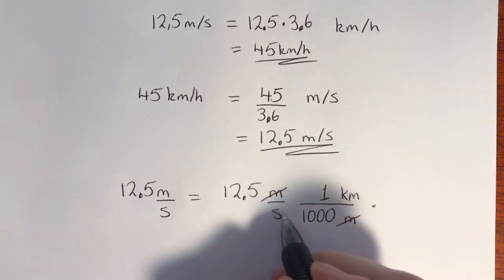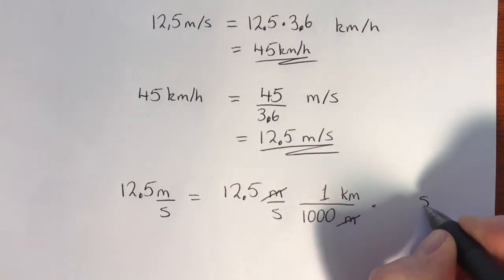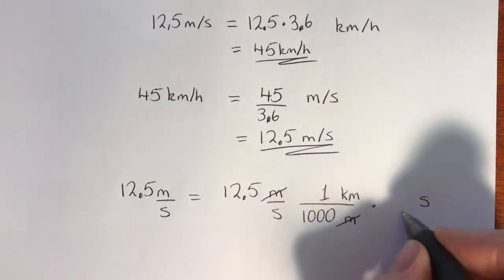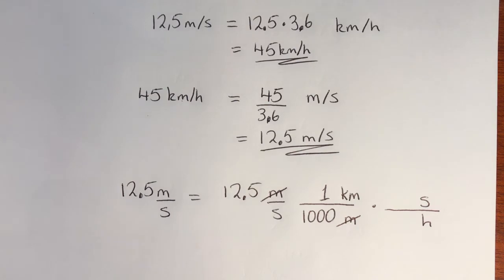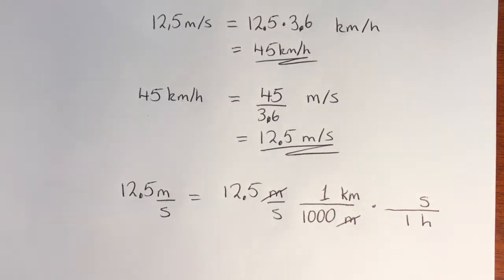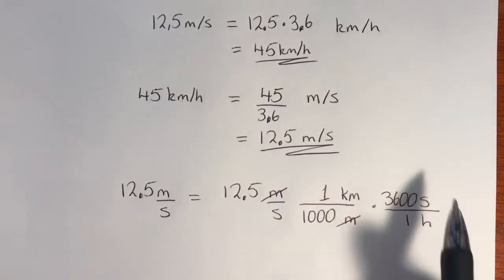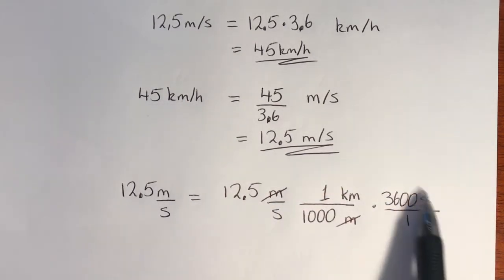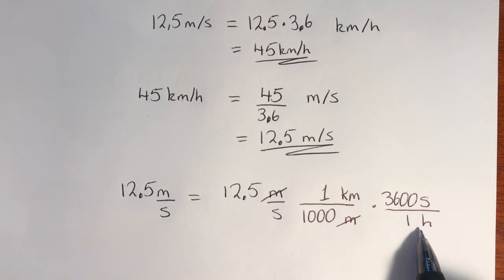So let's do the same thing with seconds then. If I'm going to get rid of seconds down here in the denominator, I have to multiply by seconds, and I want to replace that second with hours. How can we do that then? Well, we know that 1 hour is the same as 3,600 seconds. So I'm multiplying by 1 hour and at the same time dividing by 3,600 seconds, because 3,600 seconds is the same as 1 hour.